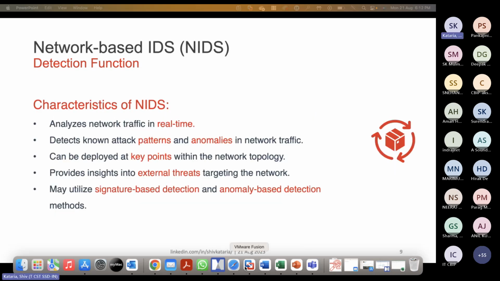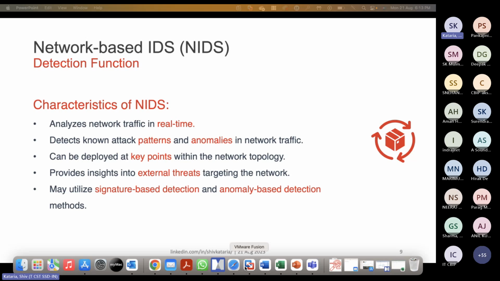So let's talk about the network-based IDS. The main characteristic of a network-based IDS is that it analyzes the traffic in real time, and generally it happens out of band, either using a network tap device or using a mirror port on the network switches. In the next slide, we will see what a mirror port basically means, but they are generally deployed on the mirrored traffic, not directly on the moving traffic as such.